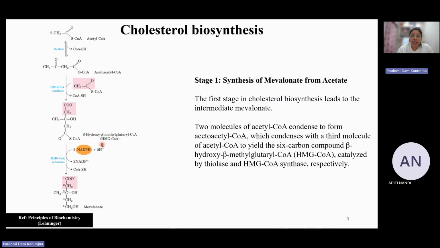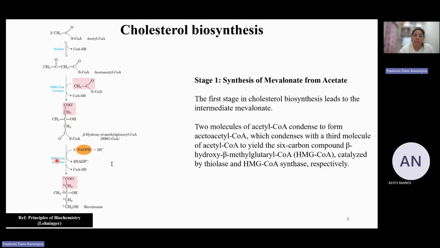Remember, this third reaction here is very, very important. If you remember from glycolysis, steps like rate limiting steps, steps like commitment steps. So this is one of those steps here. This reductase step is the rate limiting and the committing step of the cholesterol biosynthesis. What does it mean? That if this reaction takes place, the pathway will lead to the cholesterol biosynthesis, right?